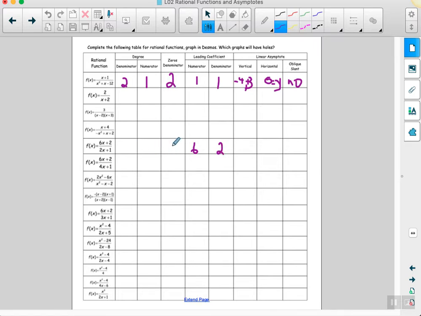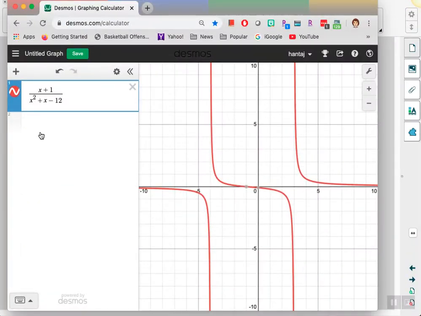The denominator, actually, I don't think that was the number of zeros. I think I wanted that to be the location of the zeros. So there's one at negative 4, and there's one at 3. So this will have a 0 at negative 1/2. The degree of the denominator is 1. The degree of the numerator is 1. 6x plus 2 over 2x plus 1.